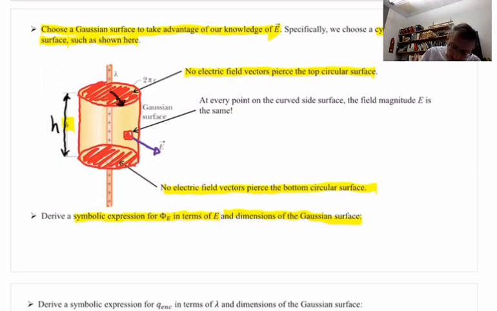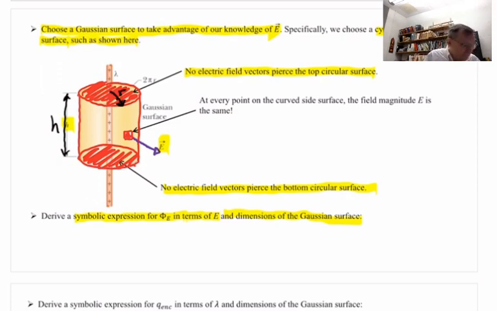The radius of the Gaussian cylinder is r, and every point on the curved side is a distance r from the line. And we said in the previous slide that the magnitude of the electric field, the magnitude of E arrow, depends only on that distance from the line. And every point on that curved side is the same distance from the line. So every electric field vector piercing the curved side has the same magnitude. And that's going to be very important.